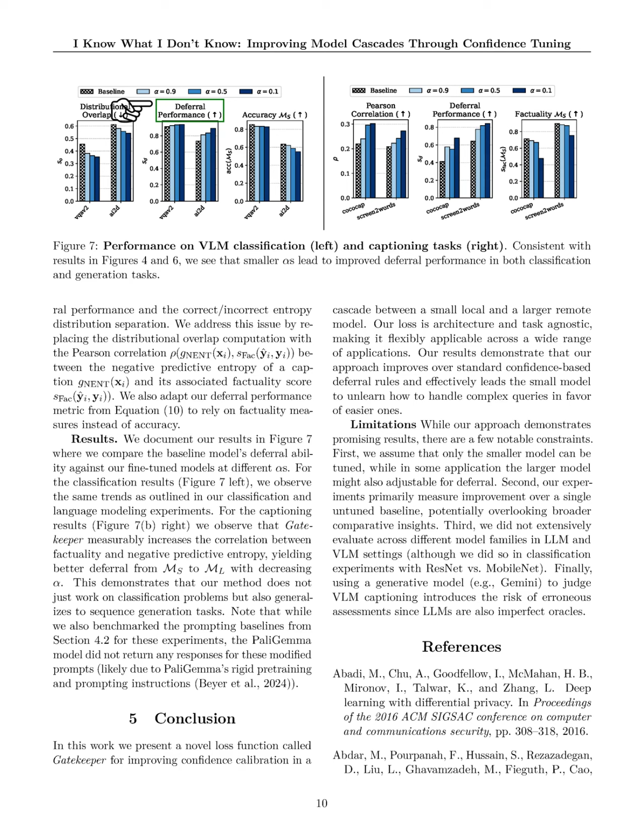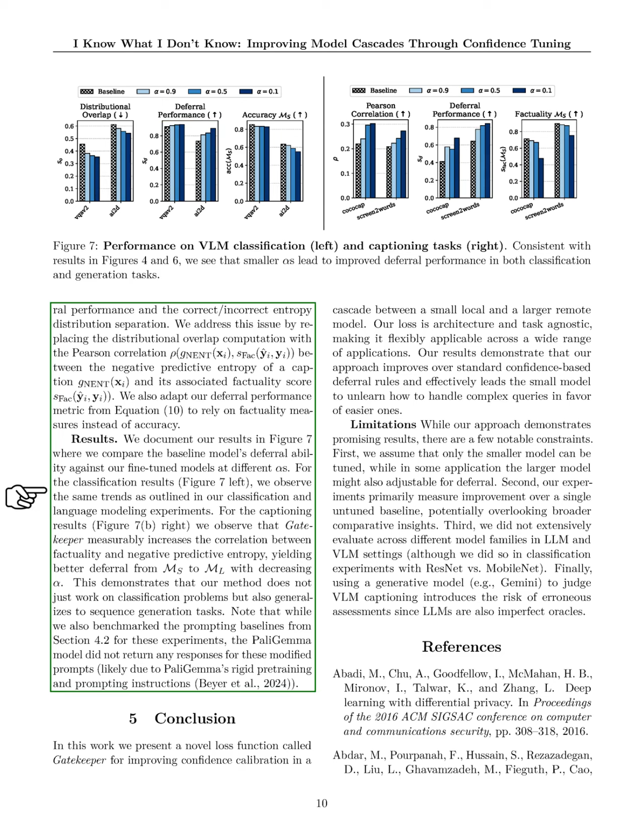For captioning tasks, we find that Gatekeeper significantly increases the correlation between factuality and negative predictive entropy, leading to better deferral from the smaller model to the larger one as the threshold decreases. This indicates that our method is effective not only for classification problems but also for sequence generation tasks. However, we note that the Poly-Gemma model did not respond to the prompting baselines from earlier experiments, likely due to its rigid pre-training.